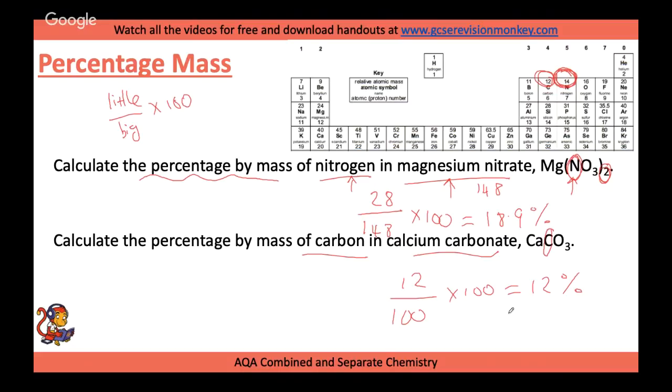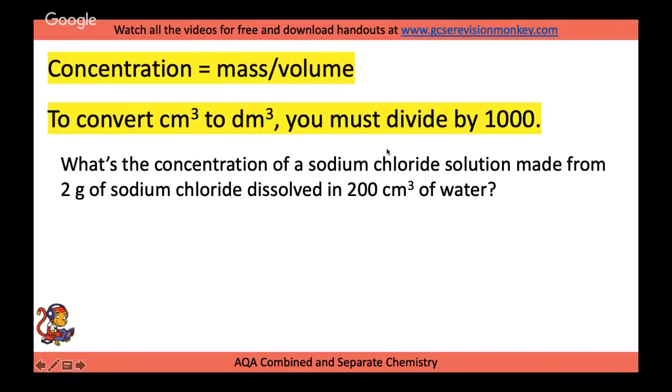So this, for foundation and for higher, is the equation that you need to know. Now for foundation, this is the only real equation that you need to remember. So please brain dump that as soon as you get into the exam. Concentration is mass over volume. Now concentration is measured in grams per decimeters cubed. That means the mass must be in grams and the volume must be in decimeters cubed.